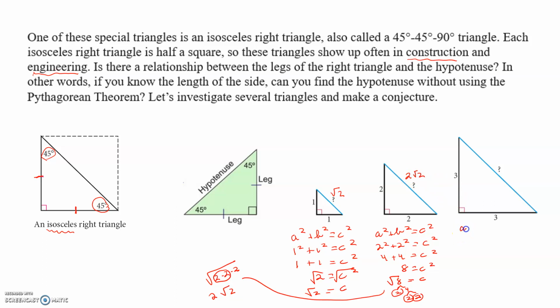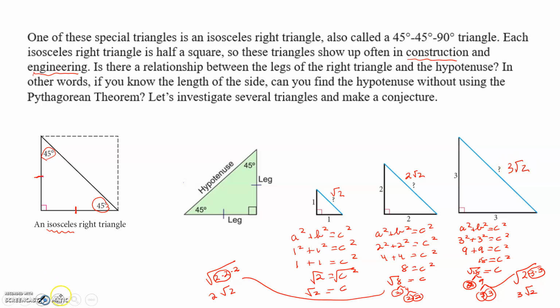Okay, next one. a squared plus b squared equals c squared. 3 squared plus 3 squared is equal to c squared. 9 plus 9 is equal to c squared. 18 is equal to c squared. So c would be the square root of 18. 18 is 2 times 9. 2 can't go any further, so I'll circle it. 9 is 3 times 3. So this is the square root of 2 times 3 times 3. The two 3's will come out, and the 2 will stay in. So this hypotenuse is 3 square root of 2.